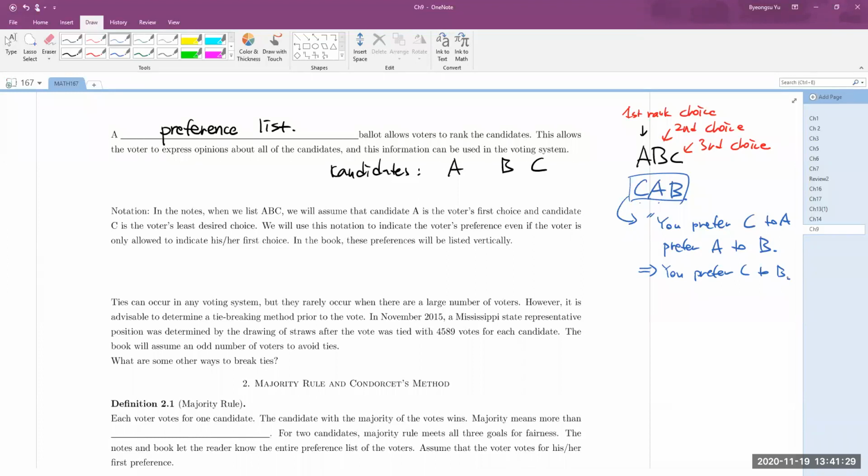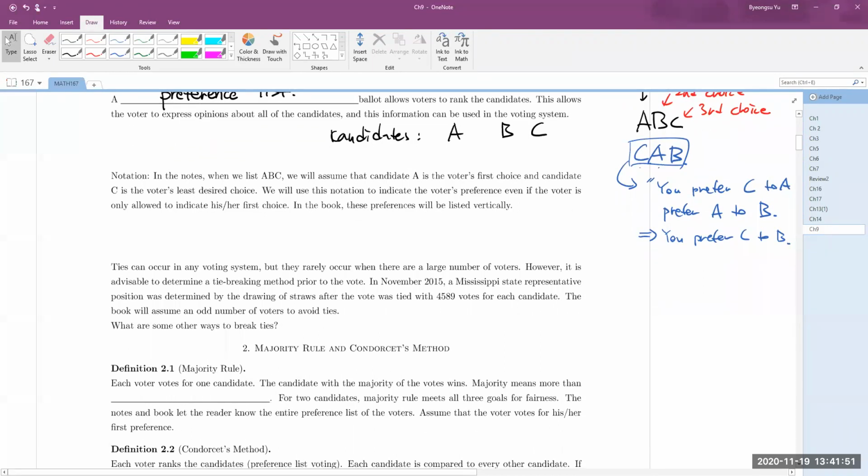So when we write down a preference list on those candidates, we just write down a concatenation of letters, so that the leftmost letter denotes the first rank choice, the second one is the second rank choice, and so on, right? So using that preference list, we will see some rules on social choice methods, right?